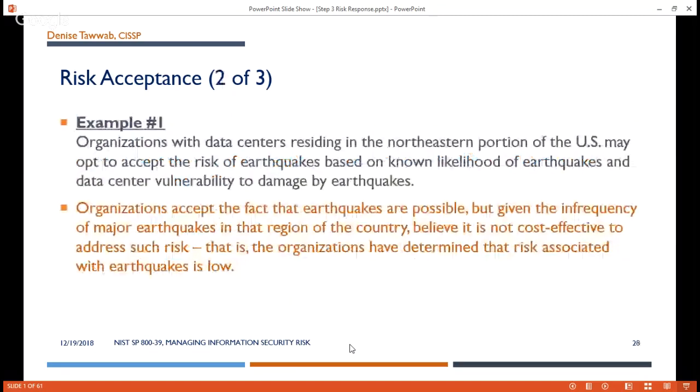So let's look at an example of risk acceptance. Organizations with data centers that reside in the northeastern part of the United States may opt to accept earthquakes based on the known likelihood of earthquakes and data center vulnerability to damage by earthquakes. Organizations accept the fact that earthquakes are possible, but given the infrequency of major earthquakes in that region of the United States, will believe that it's not cost effective to address that particular risk. That is, the organizations determine that risk associated with earthquakes is low.